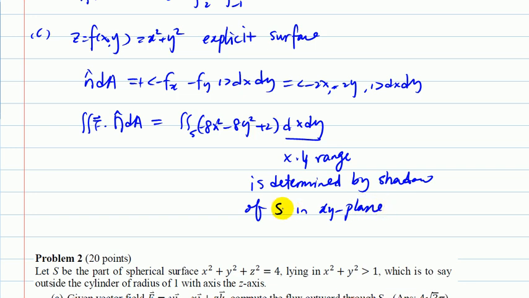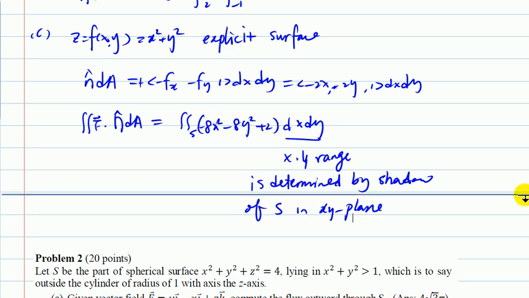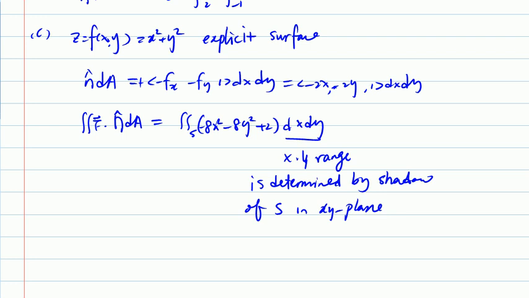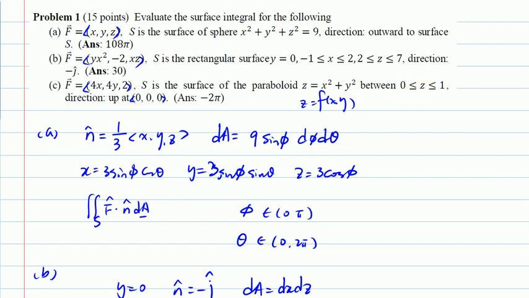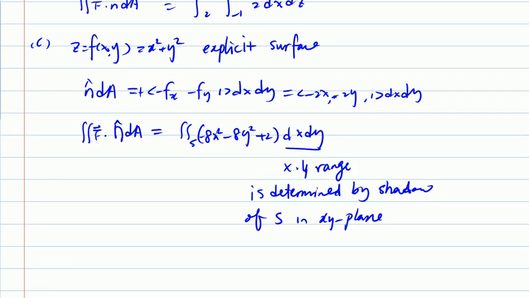The shadow of S in the xy plane turns out to be just a circle, because the radius of the circle is determined by the range. Basically, the range says between 0 and 1, so the shadow is a circle, x squared plus y squared equal to 1.